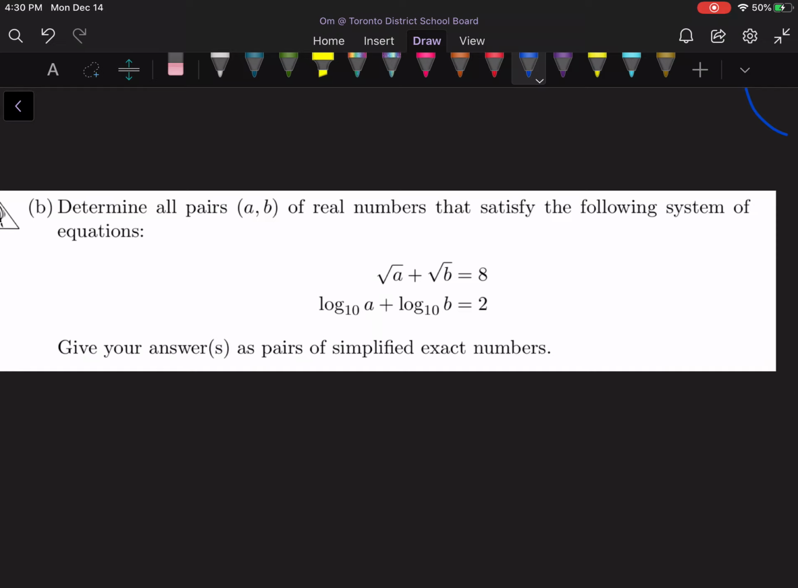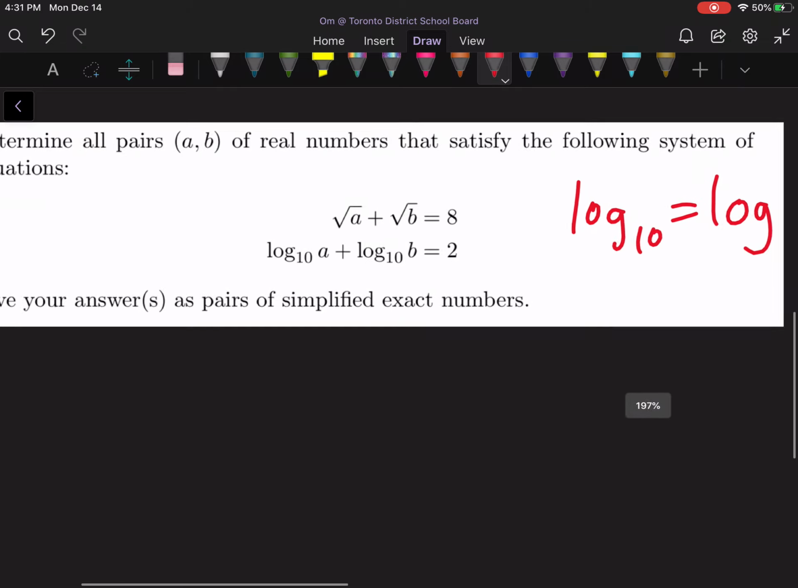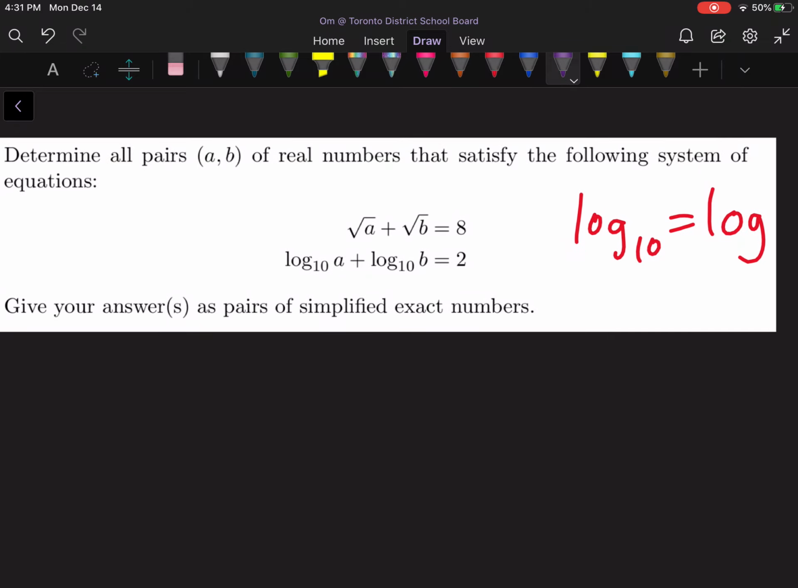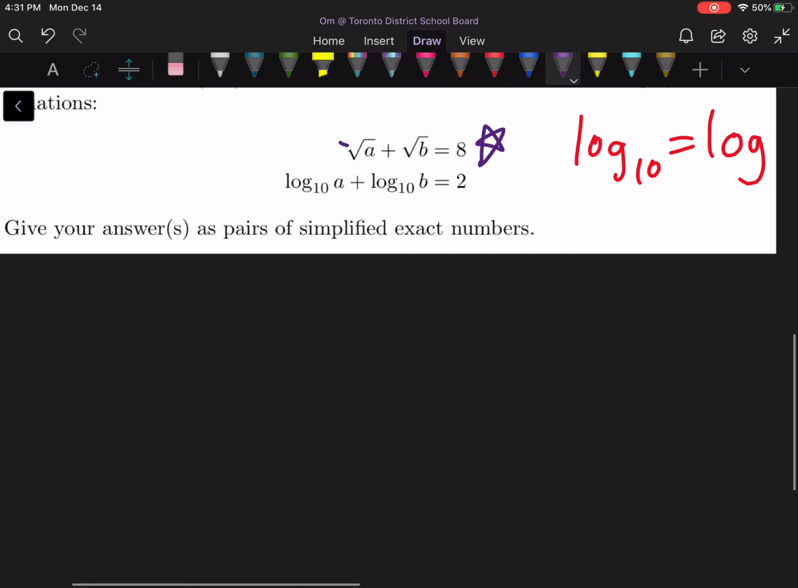Determine all pairs a, b of real numbers that satisfy the following system. Root a plus root b equals 8. Log base 10 a plus log base 10 b equals 2. Okay, so first of all, log base 10, I'm just going to write it as log to make life easier, and also because that's convention. Alright, so just going off of that last example, it might immediately jump out at you that root a plus root b equals 8. It's as if it's almost asking you to square both sides, right?